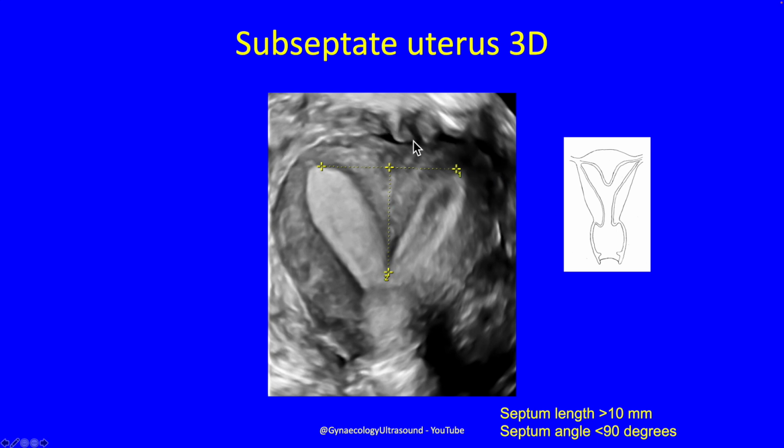you've still got a nice convex myometrial contour here, but the dip in the endometrial contour is more than 10 millimeters, and this angle is less than 10 degrees. So this is a subseptate uterus, so there's a septum, but it doesn't go all the way down to the cervix.